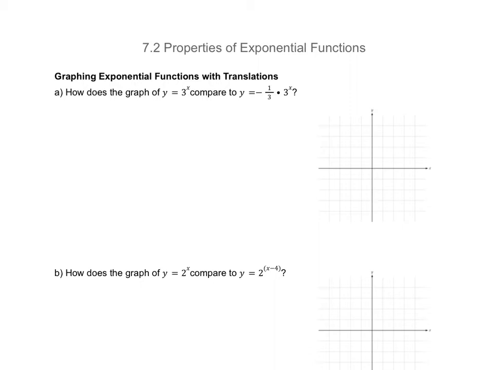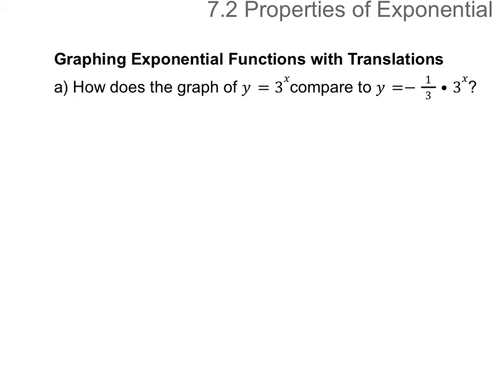How does the graph y equals 3 to the x compare to y equals negative 1/3 times 3 to the x? So if you don't know yet, let's just go ahead and start by graphing it. I'm going to make a table and plot the points. So pick your same points as last time: -2, -1, 0, 1, and 2.